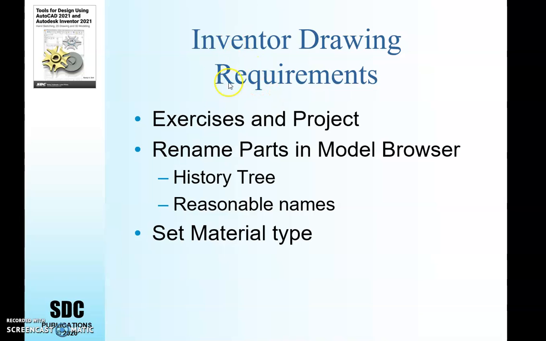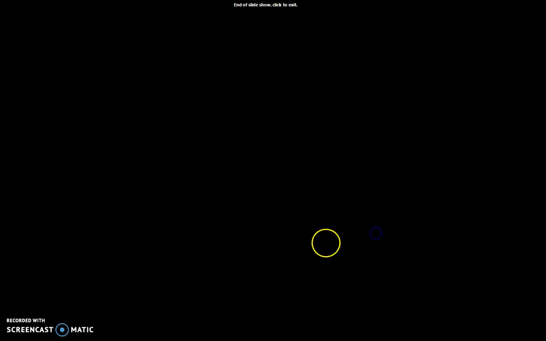All of this is in Calculus 2, but starting with this exercise and all the ones that follow, I want you to rename the features in the model browser. I'll count off if you don't, and you've got to set the material. It usually tells you in the drawing or in the Canvas assignment, so I'll start counting off if you don't do those things.